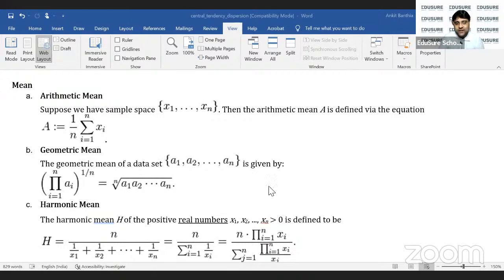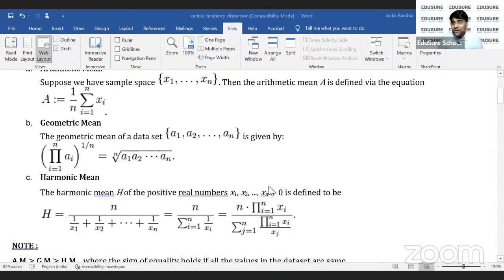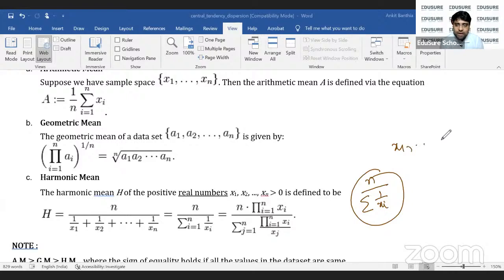Average growth rate, correct, Saurav. Harmonic mean. What is the harmonic mean? Harmonic mean is basically n divided by the summation of the reciprocals, right? So this kind of a mean is also the mean for x1 to xn.